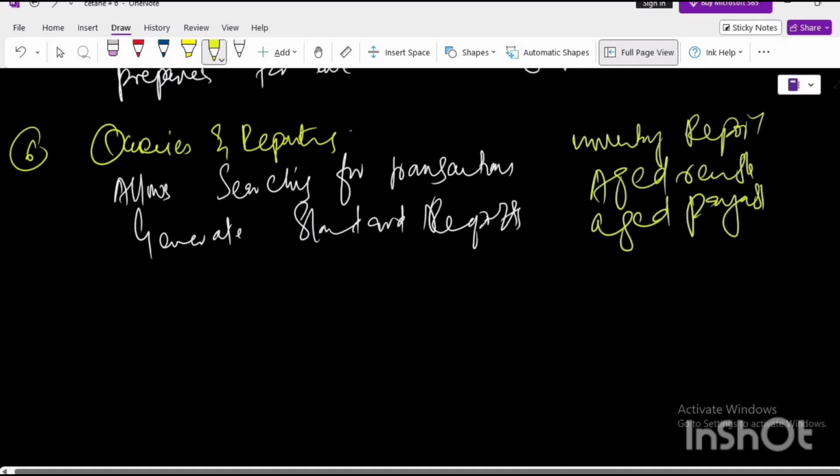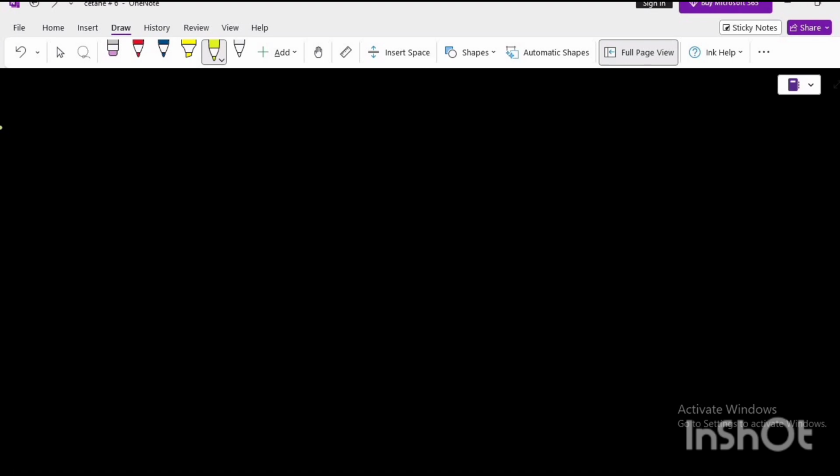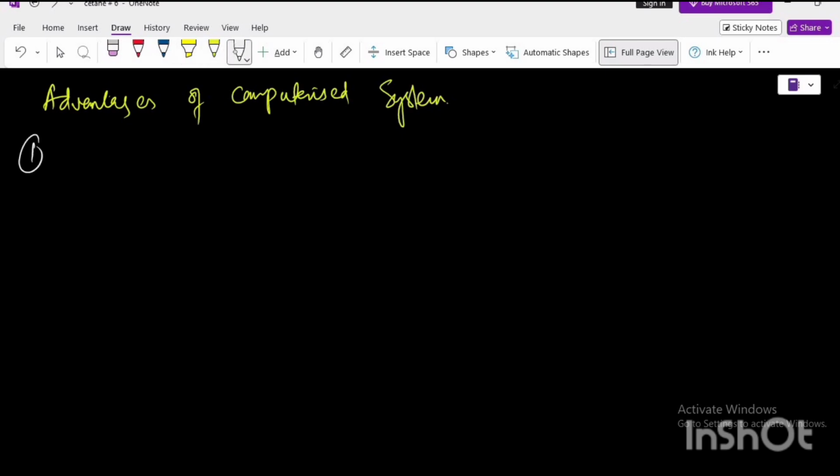Let's move on to the advantages of the computerized system. So, advantages of computerized system. What are the advantages? So the first advantage is the speed and efficiency.